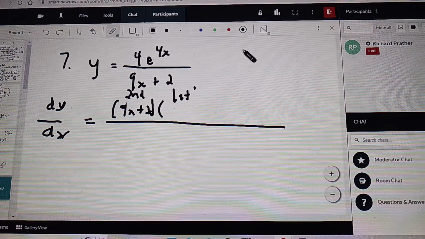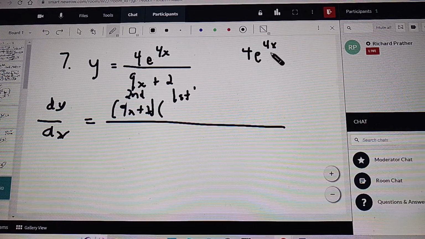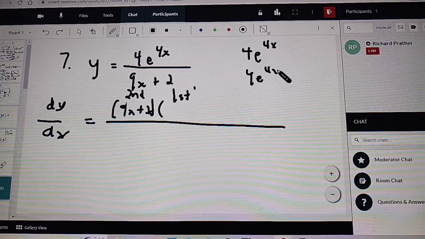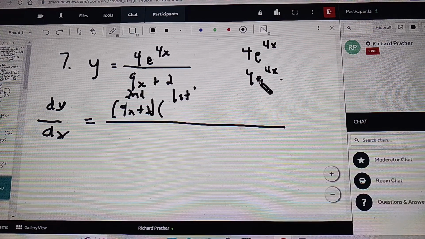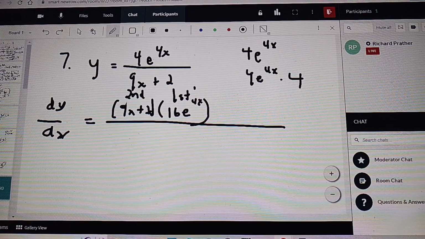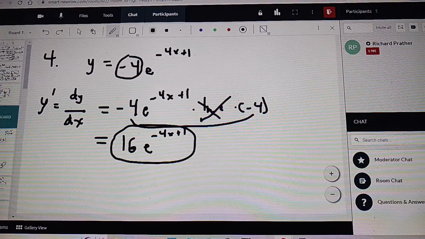So you just kind of off to the side say, okay, what if I had this as my whole problem? What's the derivative of this? Well, it's itself first times ln of e, which equals 1, and then times 4, the derivative of 4x, which is just 4. So 4 times 4, that's 16 e to the 4x. That part alone was like problem 3 or 4, really. Just like those.